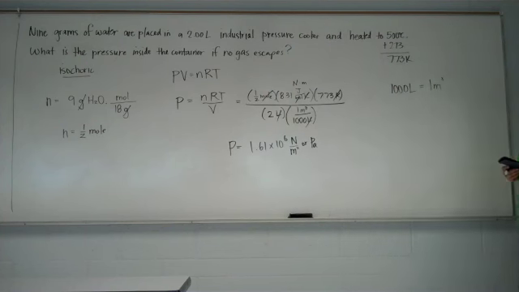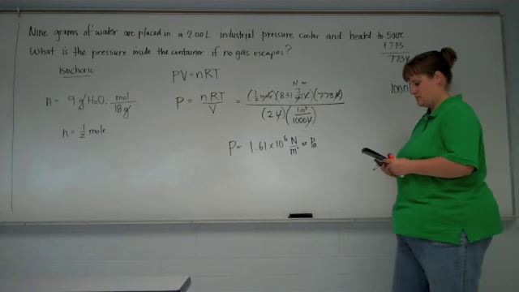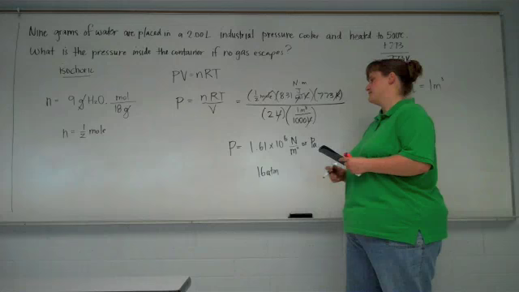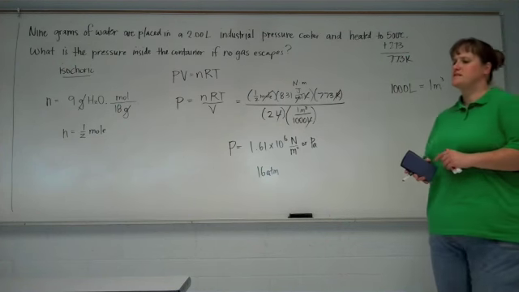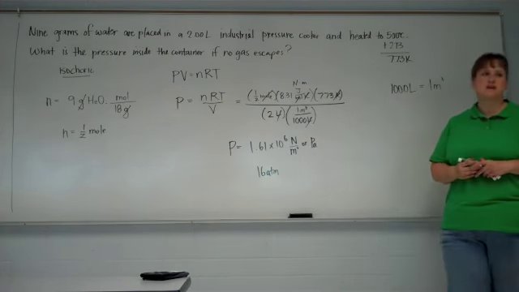So 1.61 times 10 to the 6th newtons over meter squared, or pascals. Remember, a pascal is the same thing as a newton over meter squared. If you want it in atm, you can divide by the conversion, 101,300. This would be approximately 16 atm. So the ideal gas law is really quite handy, allowing us to relate pressure, volume, and temperature for a gas.